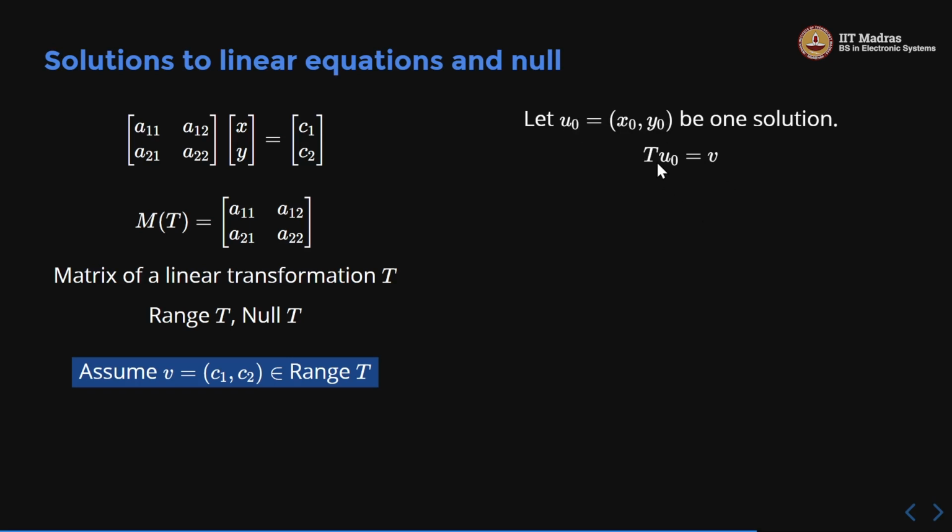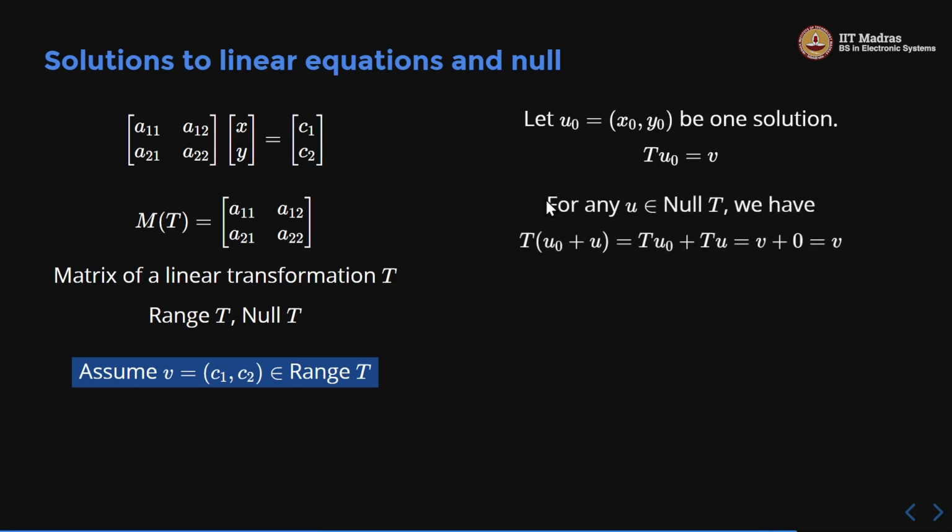Now here is the interesting thing. If you take any vector in the null space of T and add it to u0, I'm going to look at u0 plus u, where u is anything in the null space, and u0 is one solution to this equation. If you compute T of (u0 plus u), what's going to happen? T is linear, so I get T(u0) plus T(u). What is T(u0)? That's v. What is T(u)? It is 0. So I get v again.